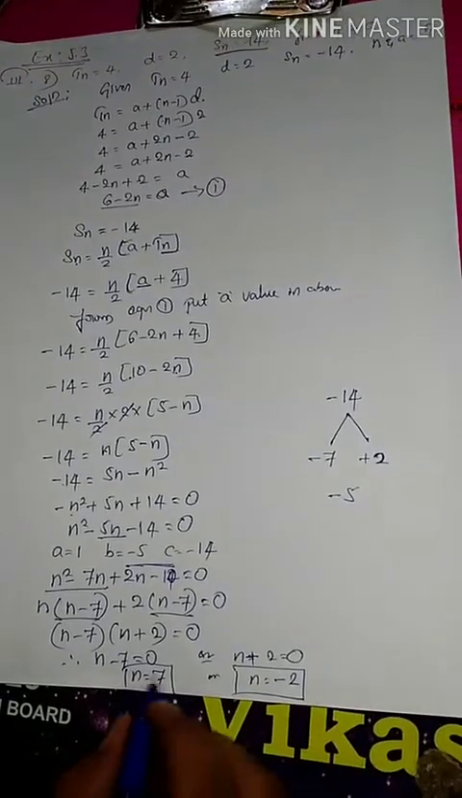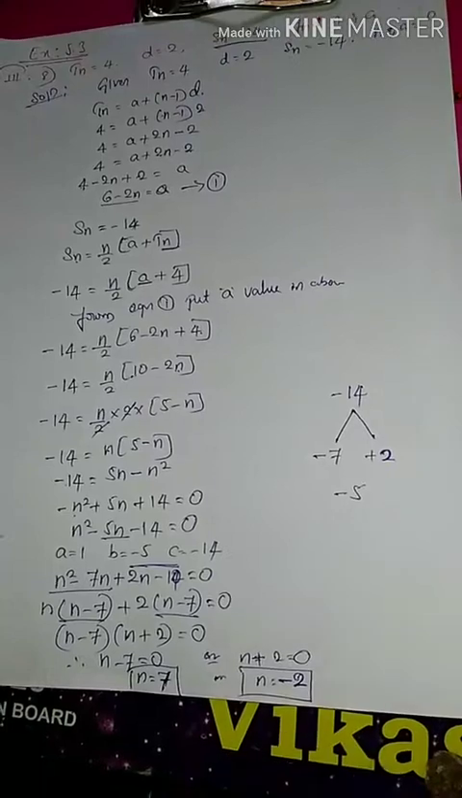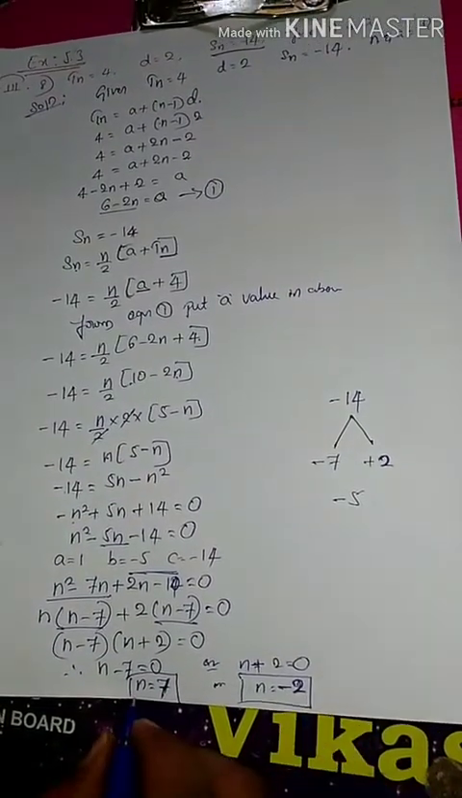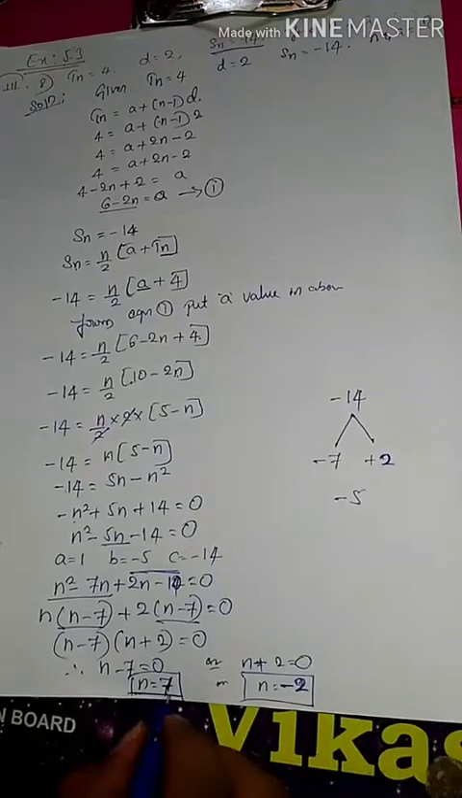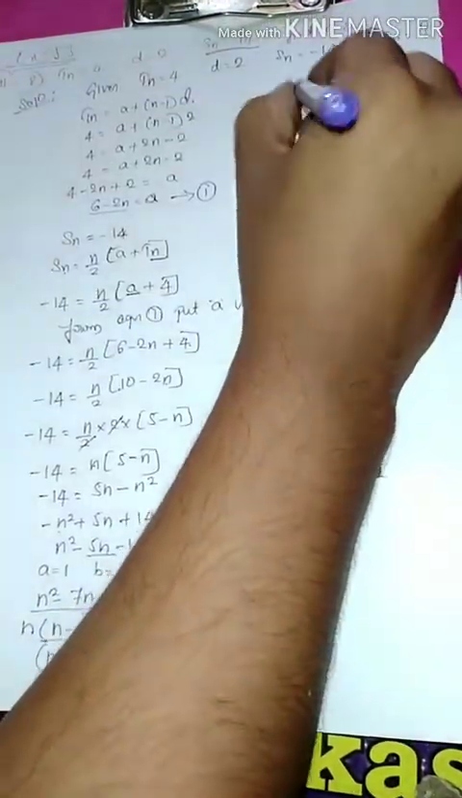But already we know that n is always a positive integer. It is not a negative integer, and n is not a decimal number, and n is not a fraction. Therefore we can consider the positive integer n is equal to 7. So n is equal to 7.